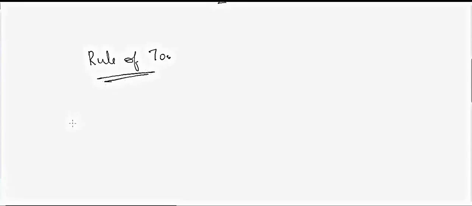Then the third we have is the rule of 70. So now what is the rule of 70? Suppose we have inflation. Inflation means that everything is getting more expensive, and suppose you have money at your home which is not invested. How much time will it take for your money to become half of its value?